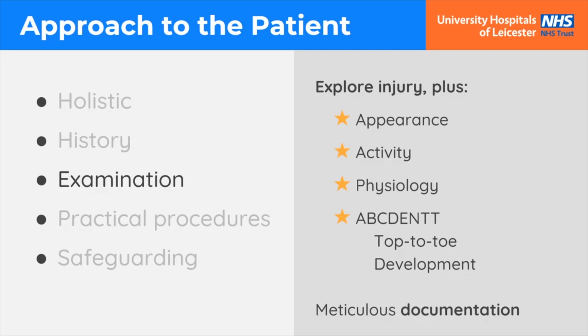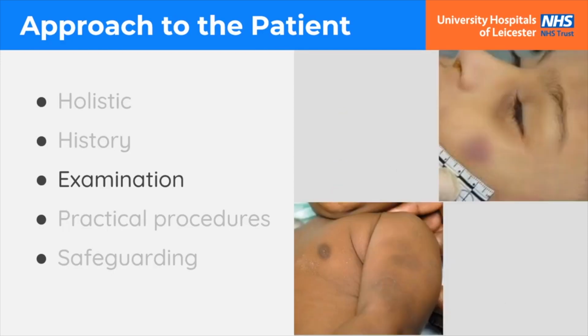And while good documentation is always important, that is even more true in this presentation. If evidence of external injury is identified, in particular in a mobile child or in areas that are difficult to explain by normal child behavior, it's always best to ask a senior for a second opinion.